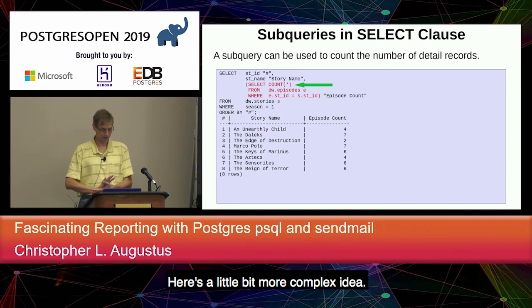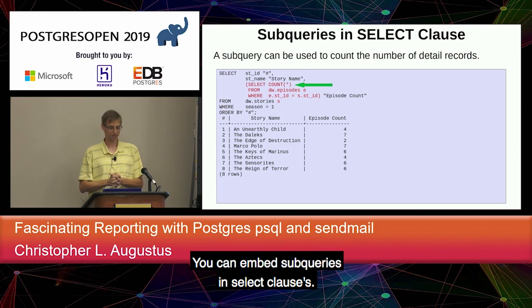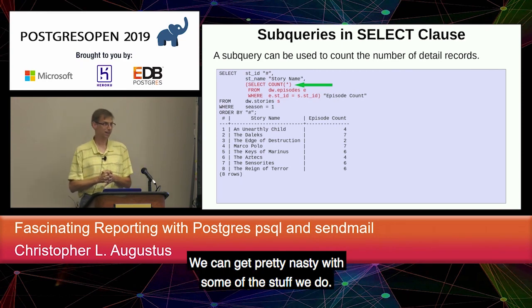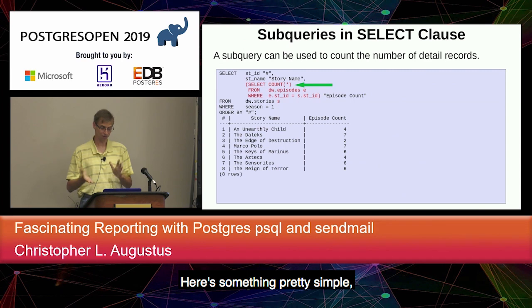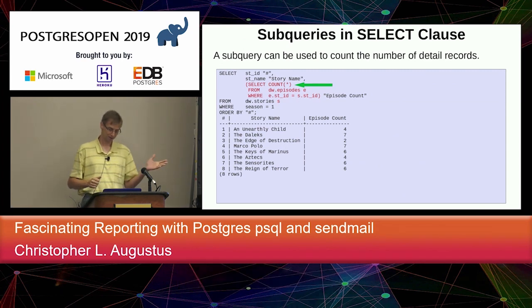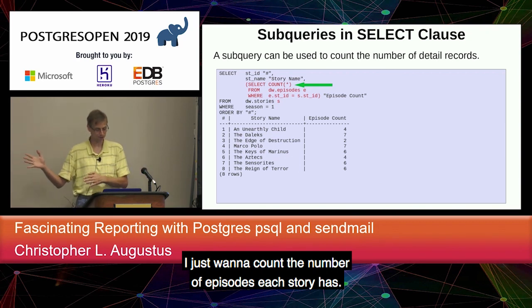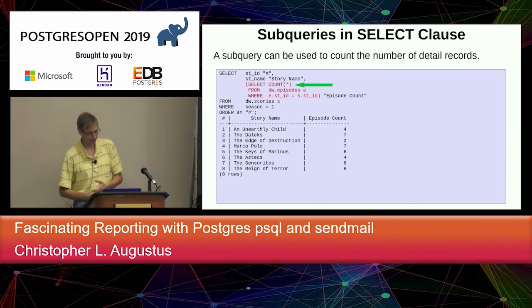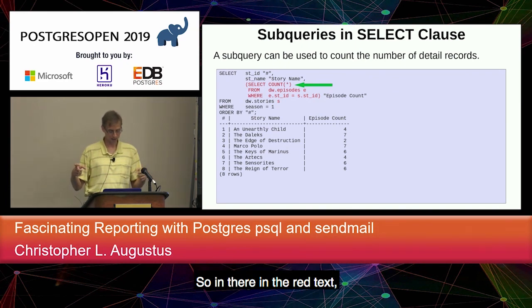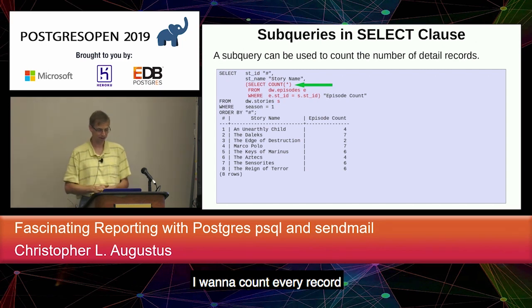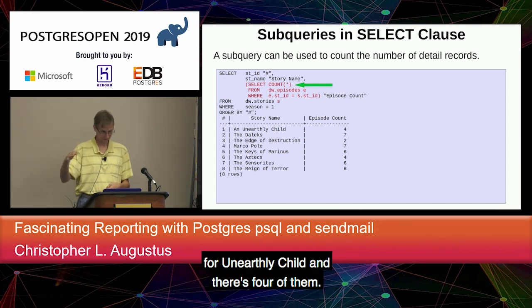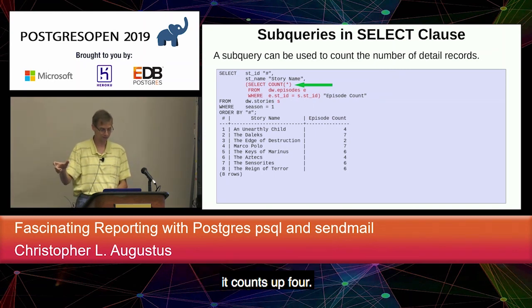Here's a little bit more complex idea. You can embed subqueries in select clauses. And we can get pretty nasty with some of the stuff we do. Here's something pretty simple. Same query as before for season one. I just want to count the number of episodes each story has. So in there in the red text where it says select count(*), that's just an aggregate function. And I want to count every record for An Unearthly Child. And there's four of them. And I count every single one of them, it counts up four.